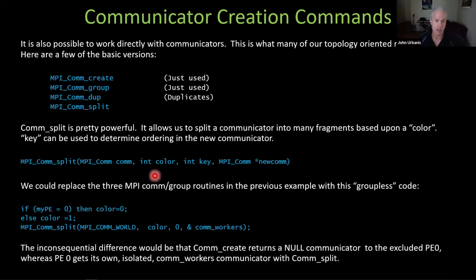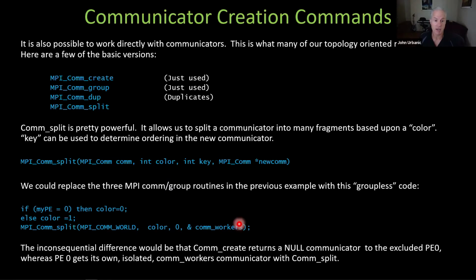So to reproduce the functionality of the previous group-based communicators, we could do something like this here. We could say if I'm PE 0, then my color equals 0. Everybody else is going to have a color of 1. So they're all walking into the MPI comm split with a different color. Well, they're two different groups, really. They're all walking in with either 0 if they're PE 0, or all the other PEs have a color of 1.